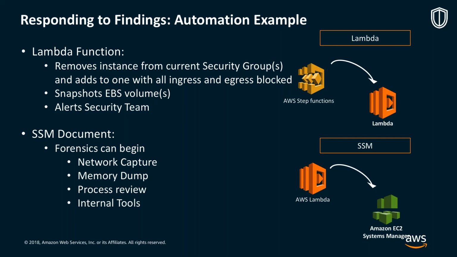So the SSM document is going to begin to do things like network captures, memory dumps, process reviews, potentially any internal tools that we've decided to develop and deploy. Now, we're going to talk a little bit about that in a minute, but effectively what we're saying is, prior to actually doing any of this stuff, you need to plan a little bit, right? We need to think about what internal stuff we want on our EC2 instances.